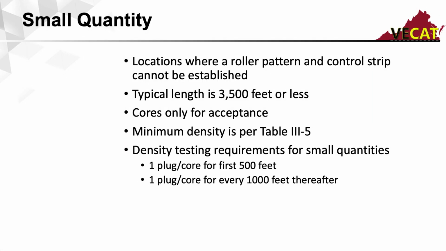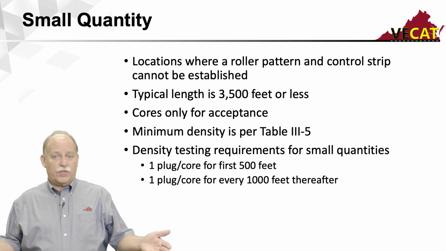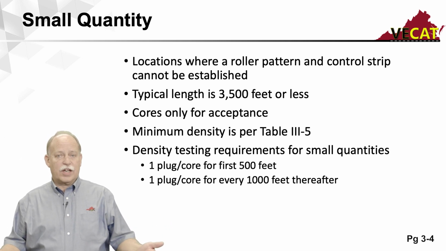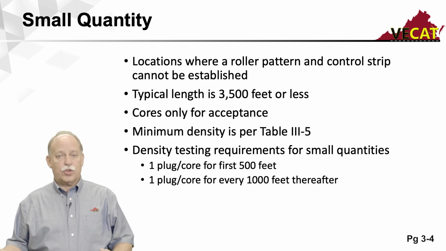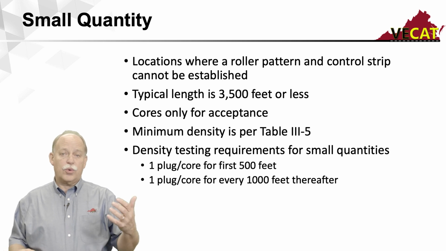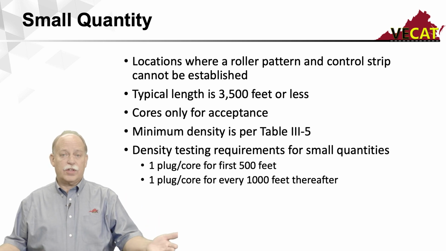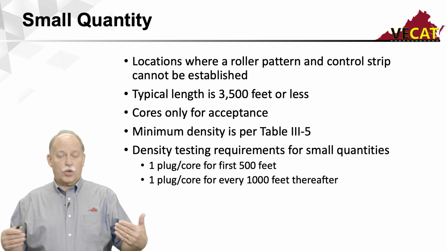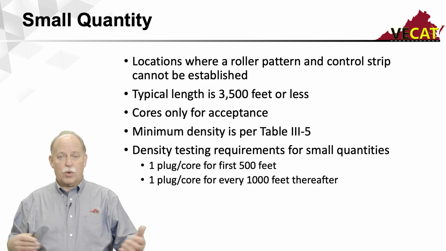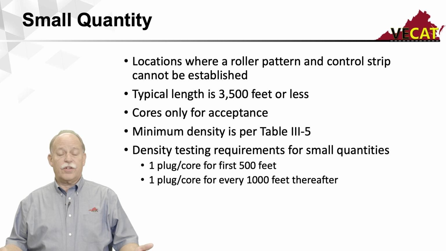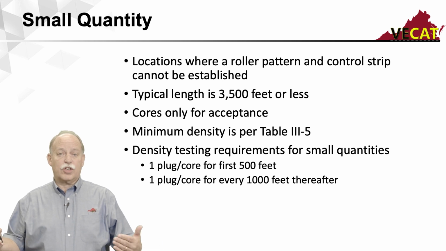Now let's talk about small quantities, and specifically locations where a roller pattern control strip cannot be established. So those are typically 3,500 feet or less, but they're intended to be sections that are independent. So you may be out on a roadway and your contract requires you to just pave a turning lane, or it may require you to pave a section of roadway that's only 1,500 feet in length. Well, when you go through the process, and we'll talk about that later on, of what it requires to do a roller pattern control strip and then all your test sections, you'll see that it's very difficult, if not impossible, sometimes to actually go through all those steps when you only have a small quantity in paving.